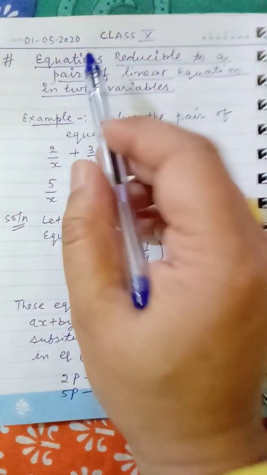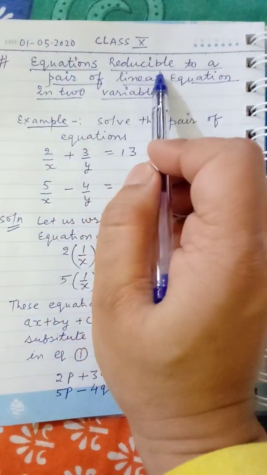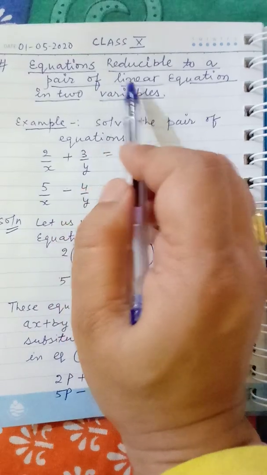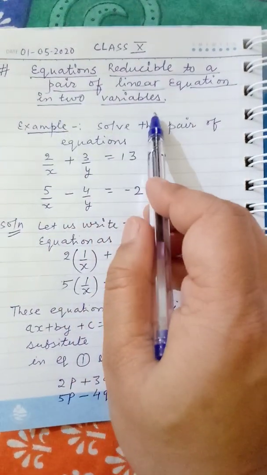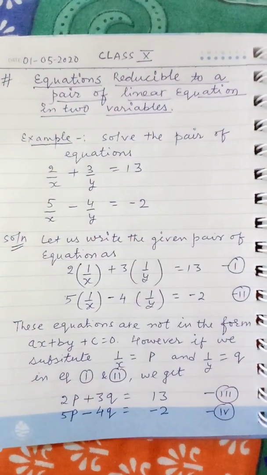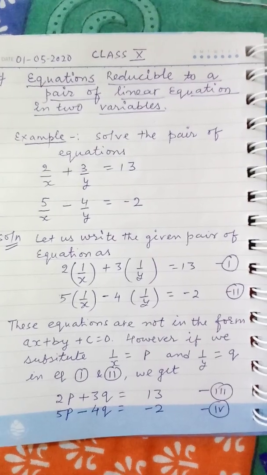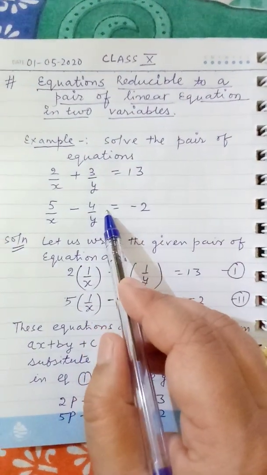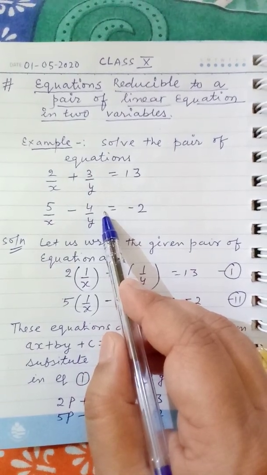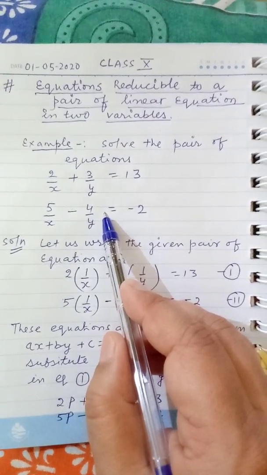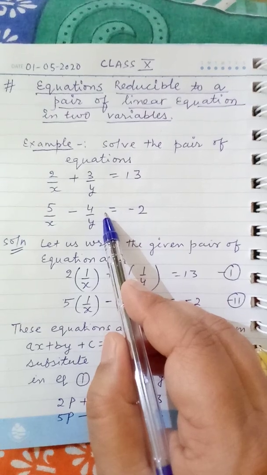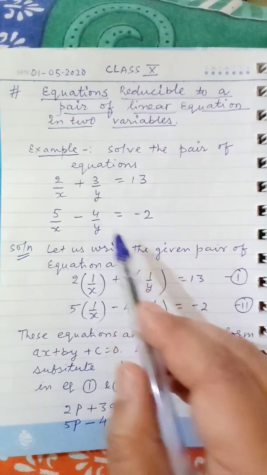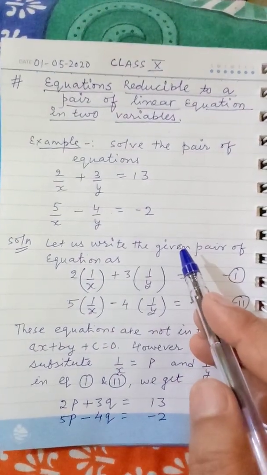Children, today's topic is equations reducible to a pair of linear equations in two variables. In this section, we shall discuss the solution of such pairs of linear equations which are not linear but can be reduced to linear form by making some suitable substitutions. We now explain this process through an example.